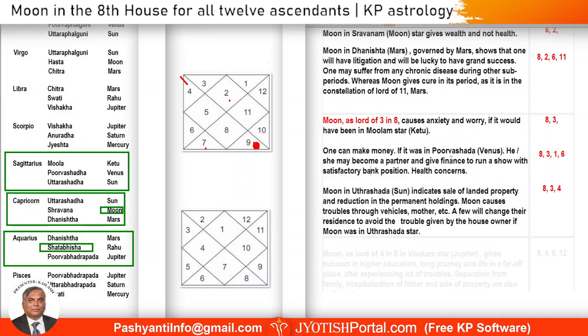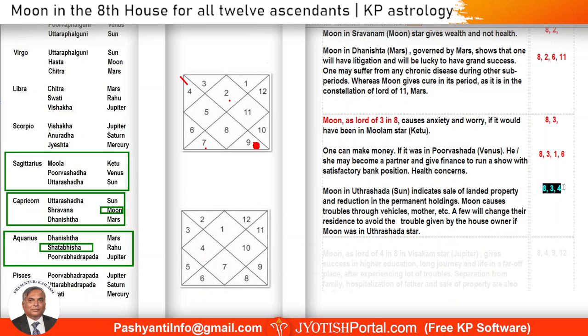So, and then Venus is a karaka for show business. Putting all these things together, this is how this has been interpreted. And then let's look at the Moon in the star of Sun.